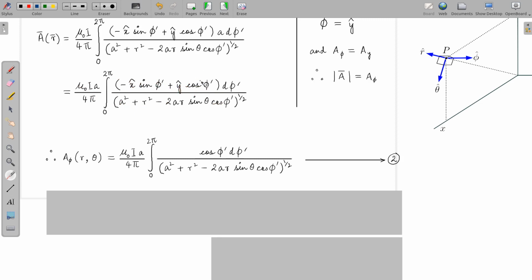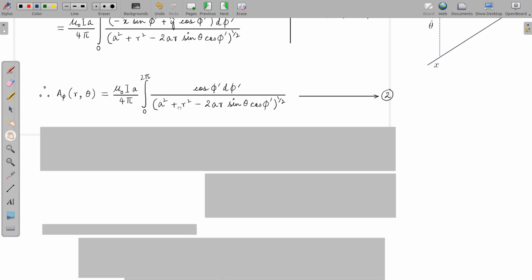You can actually verify it for yourself also. So what is going to be left behind is the cos phi component: mu naught I a by 4 pi, integration from 0 to 2 pi, cos phi prime d phi prime, divided by this entire thing. This was your ay, and now we know that this is also equal to a phi, which will depend only on r and theta. So this is equation number 2.